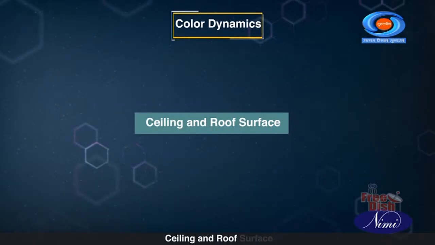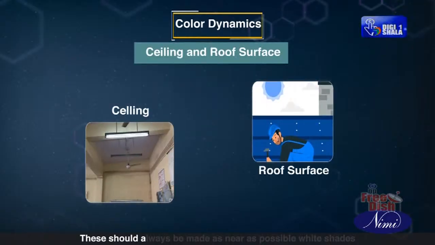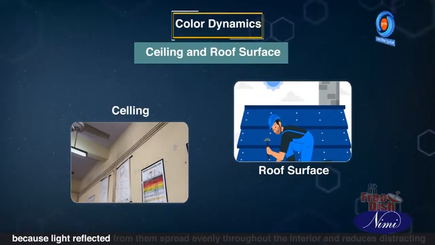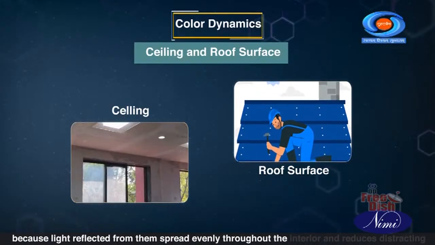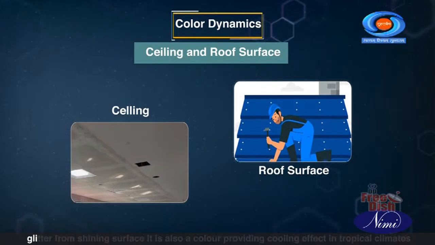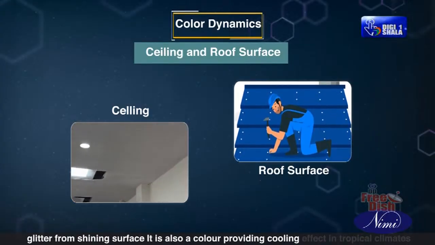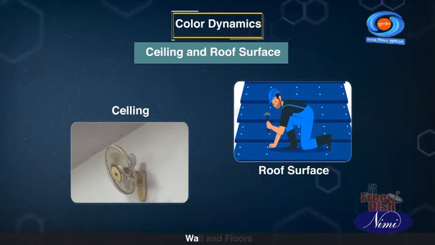Ceiling and roof surface. These should always be made as near as possible white shades because light reflected from them spreads evenly throughout the interior and reduces distracting glitter from shining surfaces. It is also a color providing a cooling effect in tropical climates.